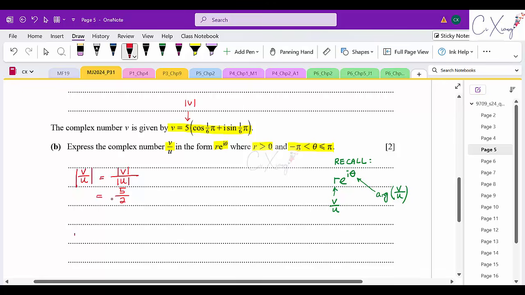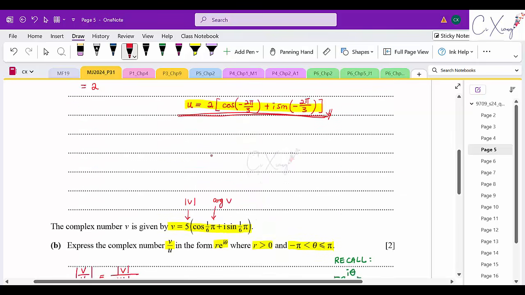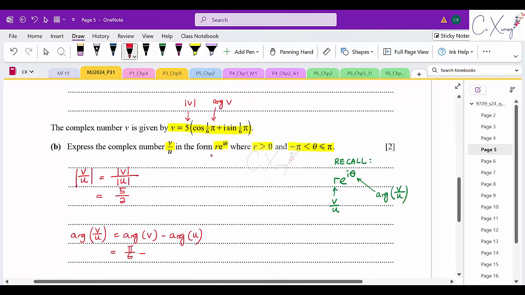Then how about for the argument? If I want to get the argument for v over u, there's a shortcut formula where it is the argument of v minus the argument of u. So what's the argument of v again? The argument of v is given here, which is pi over 6, minus the argument of u. What's the argument of u that we calculated just now? It is actually negative 2 pi over 3. So you need to take pi over 6 minus negative 2 pi over 3.